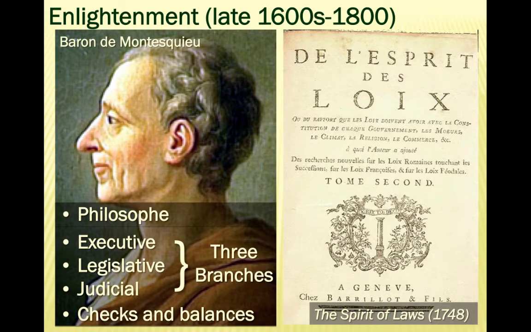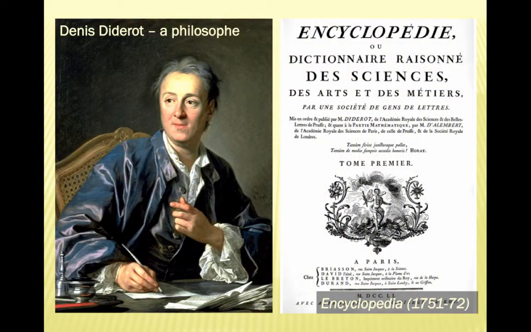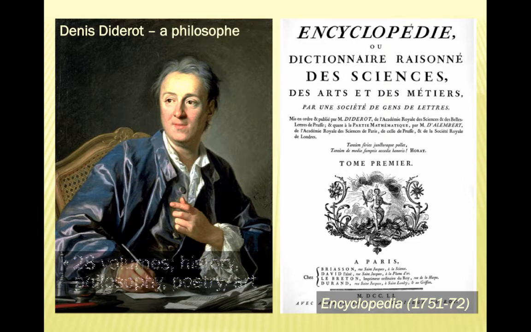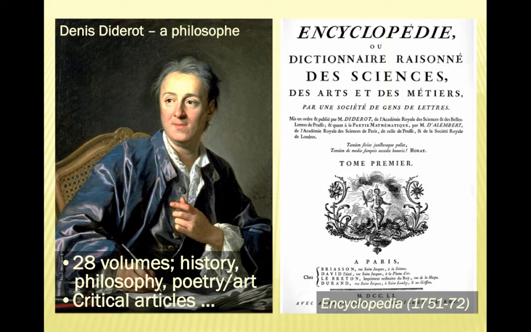Another great philosophe of the era was Denis Diderot, who edited the Encyclopedia in the mid-1700s, spanning 28 volumes. Many philosophers and experts in numerous fields contributed articles that were divided into three sections: history, philosophy, and poetry and art. Not only did this encyclopedia contain a great deal of the knowledge of that time, but it also contained articles that criticized the government, the church, taxes, the slave trade, and so on. They emphasized that society should benefit everyone, and not just the privileged few.